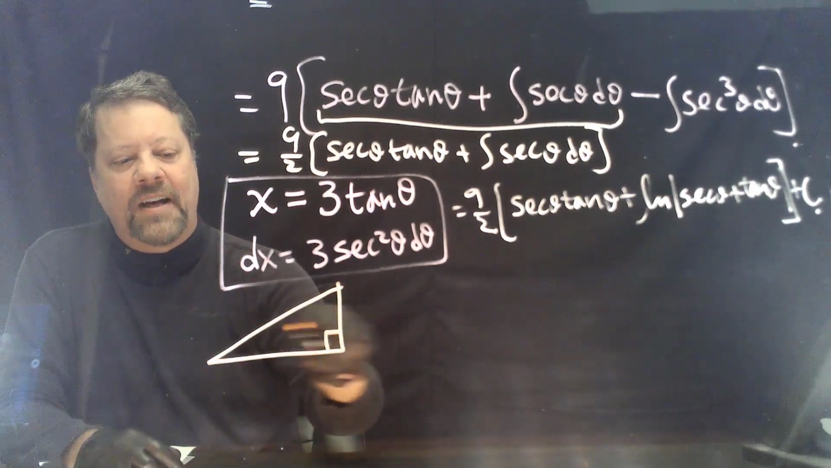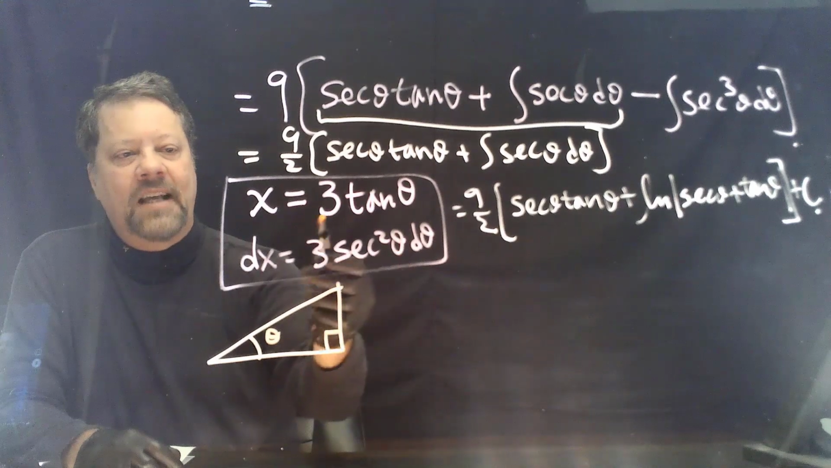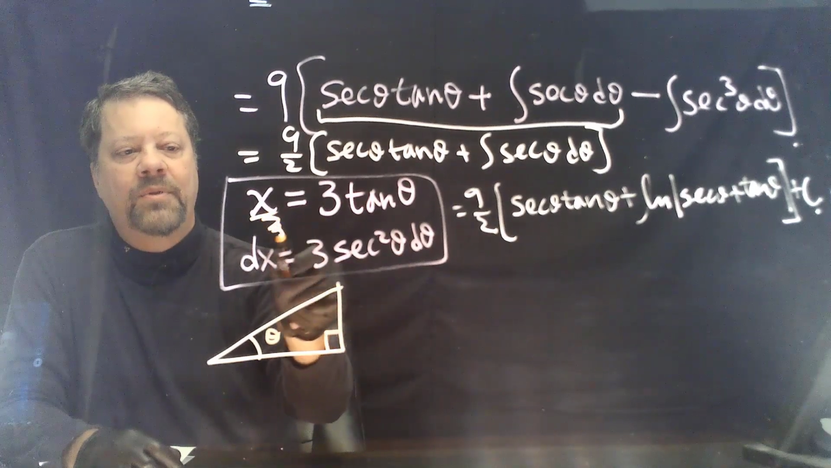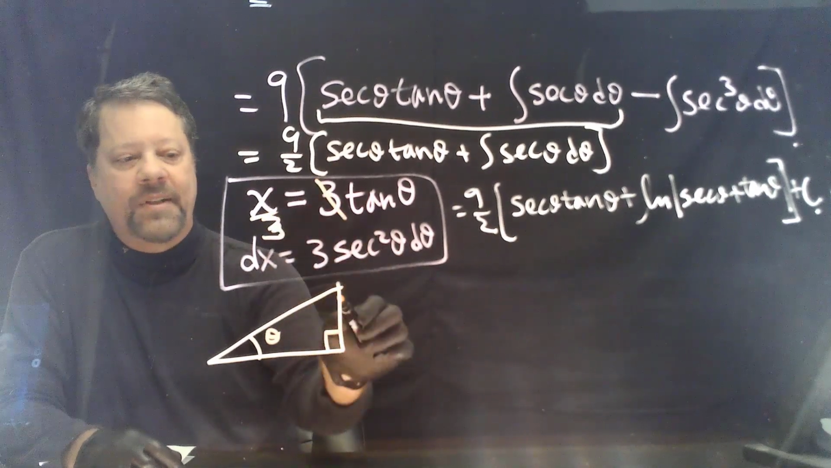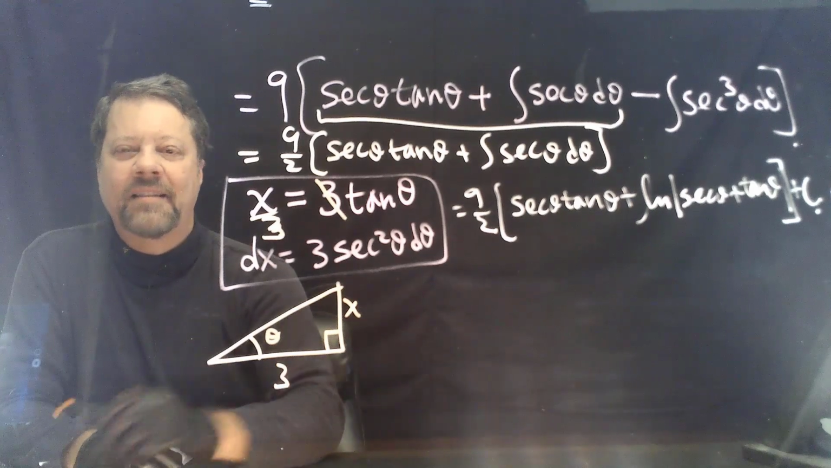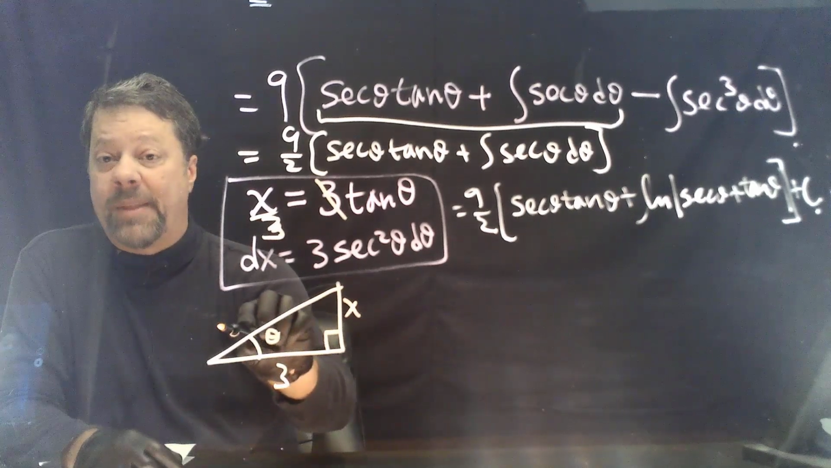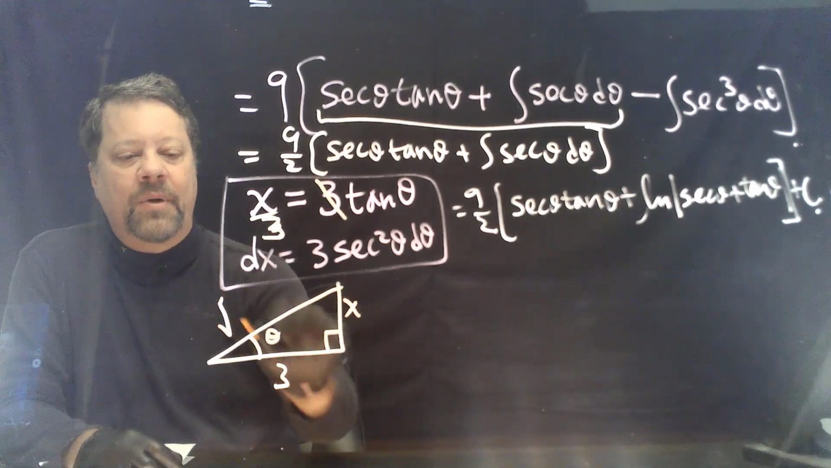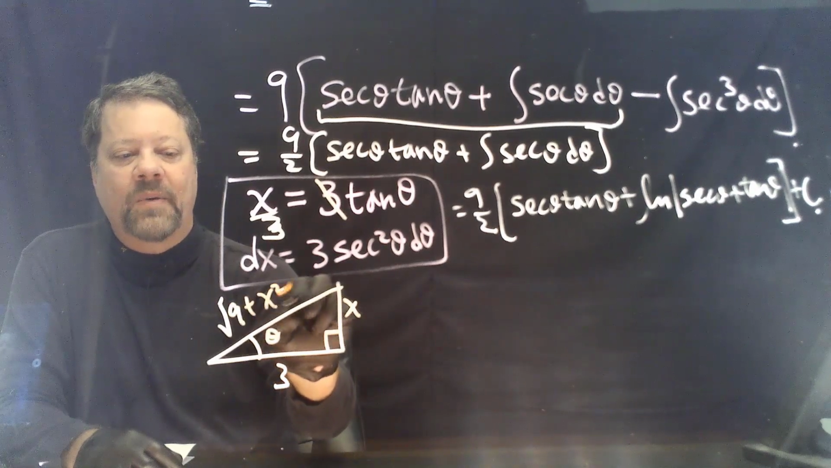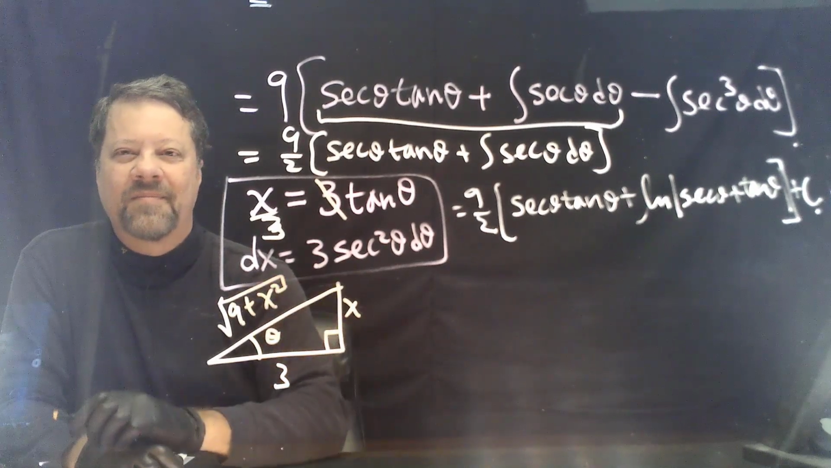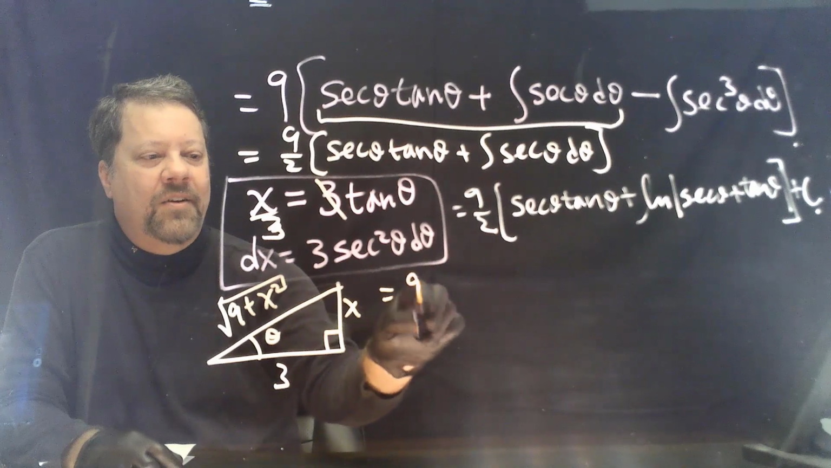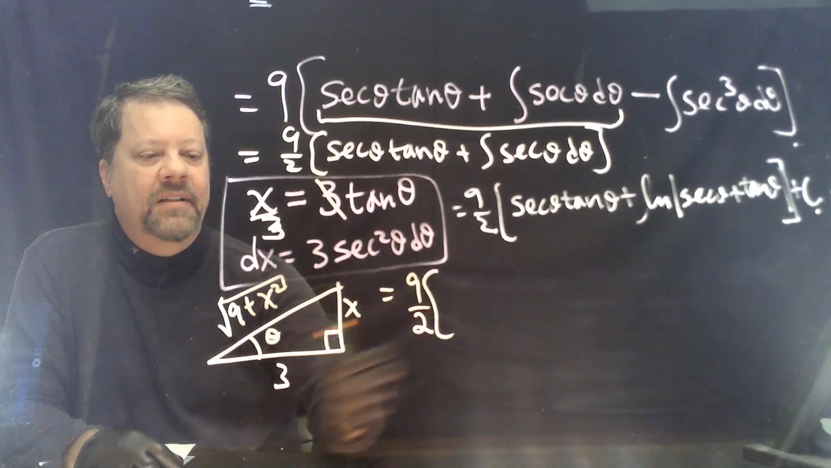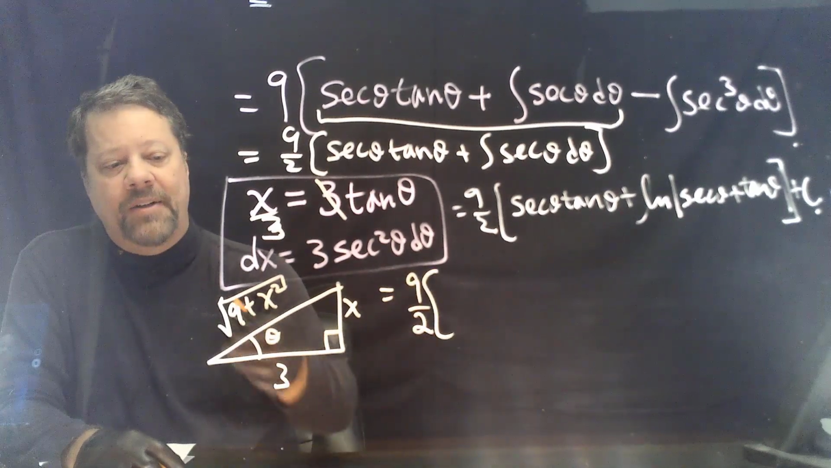So with our triangle, tangent is opposite over adjacent, and the remaining side is obtained by the Pythagorean theorem to be the square root of 9 plus x squared. So we have 9/2. Secant is hypotenuse over adjacent.